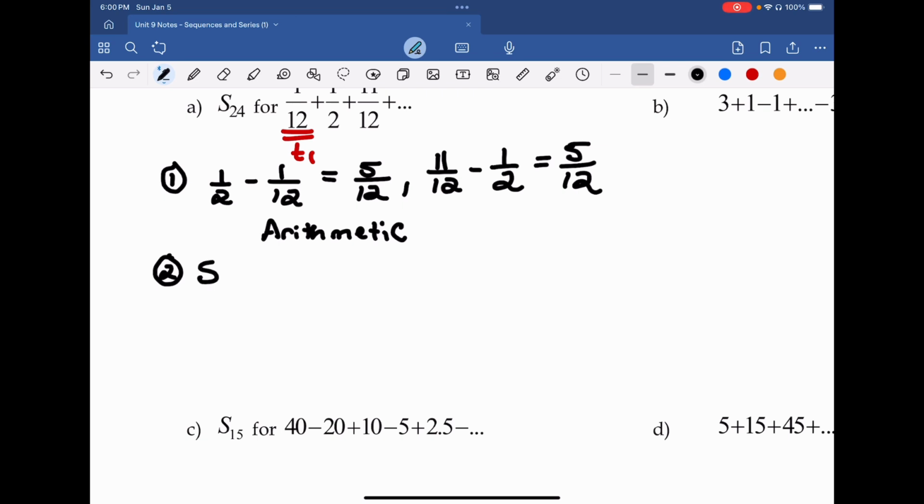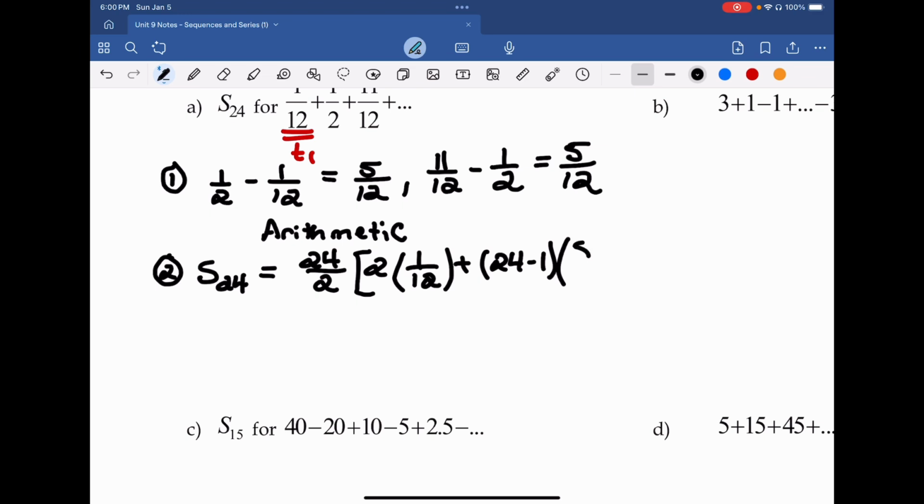So I'm going to write this out from the formula sheet. S24, or the sum of the first 24 terms, is equal to the n value, which is 24, divided by 2, times a square bracket, 2 times the first term, which in this situation is 1/12, plus n minus 1. Well, 24 is n, so n minus 1 is 23, times the common difference, or the d value, of 5/12. We're going to close our bracket and done.